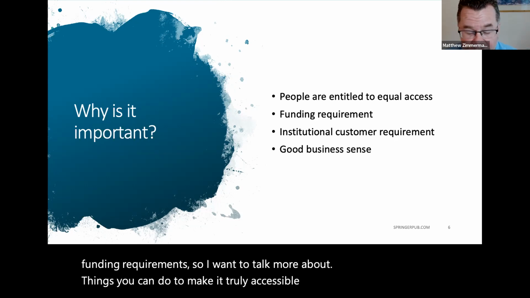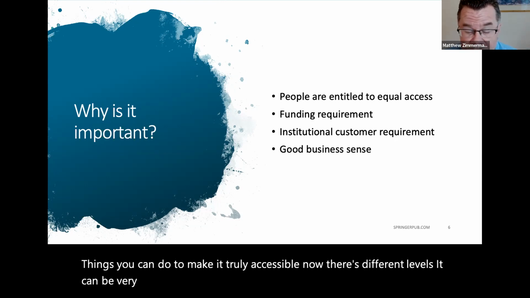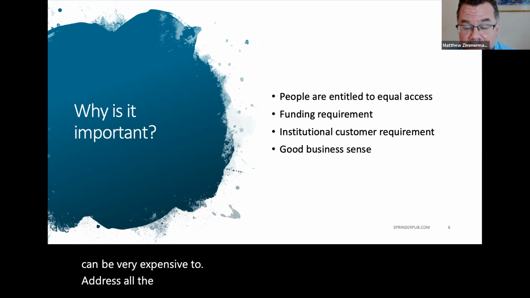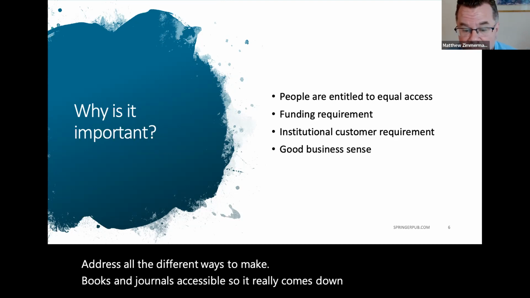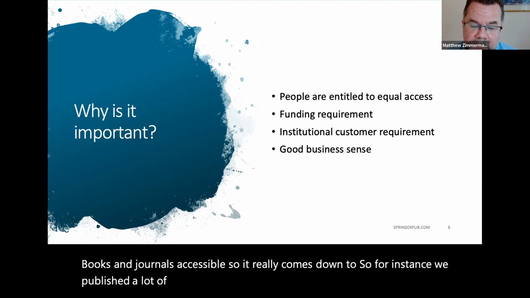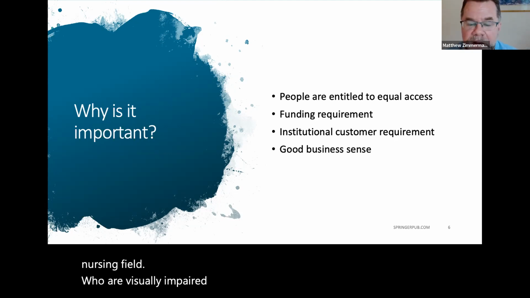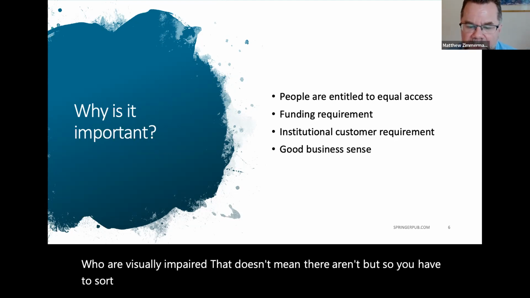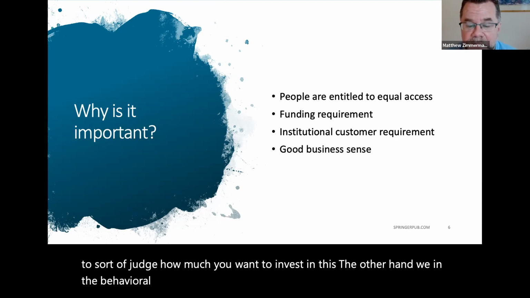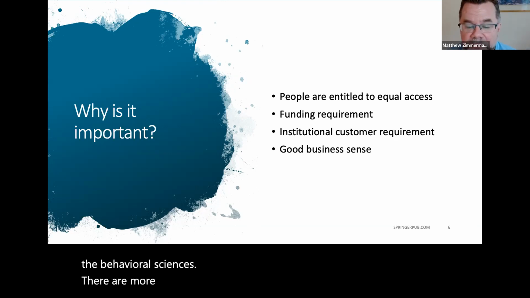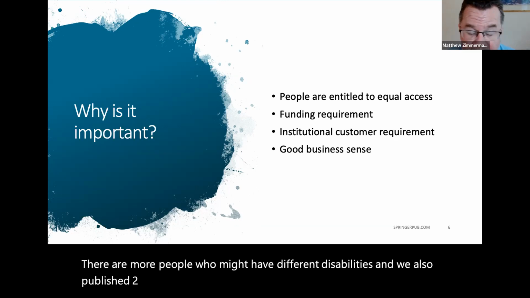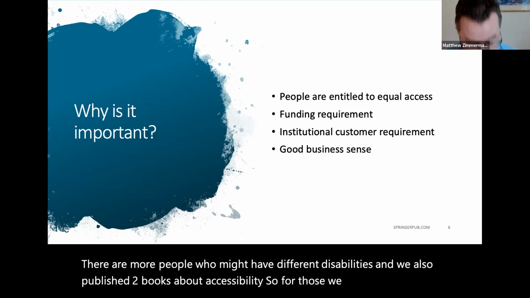Now, there are different levels. It can be very expensive to address all the different ways to make books and journals accessible. So it really comes down to judgment. For instance, we publish a lot of nursing textbooks. There aren't a lot of people in the nursing field who are visually impaired. That doesn't mean there aren't any, but you have to judge how much you want to invest in this. On the other hand, in the behavioral sciences, there are more people who might have different disabilities. And we also published 2 books about accessibility, so for those, we definitely have to make them accessible.